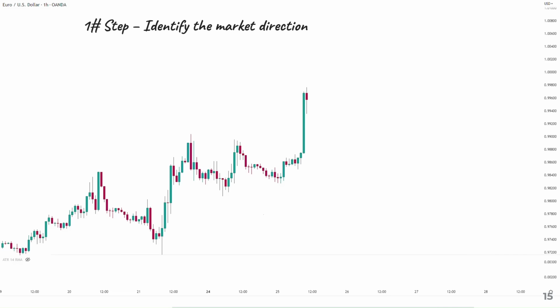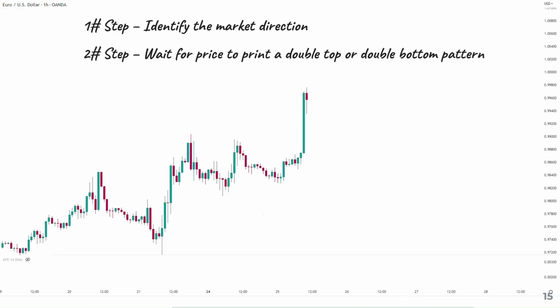In the first step, we identify the direction of the trend. Then wait for the market to make a valid double top if we are in an uptrend, or a valid double bottom if we have a downtrend. Here in the Euro-Dollar 1 hour time frame, we can see that we are in an uptrend, and the market is making higher highs and higher lows, so we have a bullish bias. Then market made a double top and broke it to the upside.